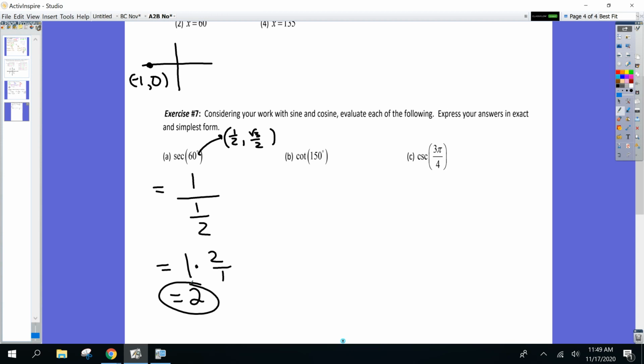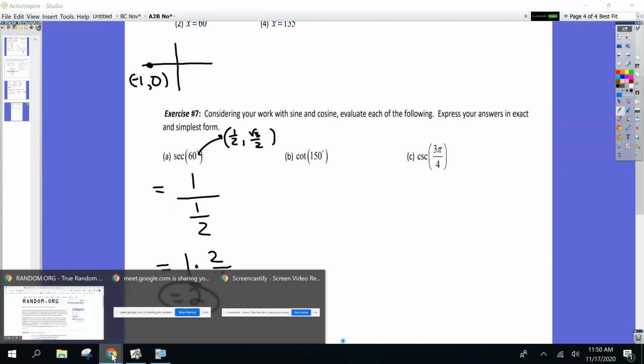Also, I don't know if anybody thought this. You just flipped cosine, right? Flip the cosine. Cosine is which coordinate again, Caroline? X. So what was our x coordinate? 1/2. Flip it. What do you get? 2. Done. So I could have done it that way too. You can do 1 over the x, or you can just flip it. Good job, Caroline. Good thinking.